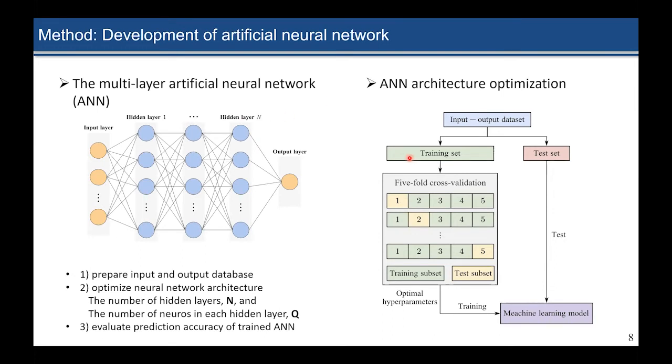The right image shows how we developed the artificial neural network model. Here, after dividing the database into a training set and a test set, we use 5-fold cross validation to optimize the architecture of the neural network. The training set was further divided into 5 subsets, and the average performance of the neural network is compared to identify optimal hyperparameters.